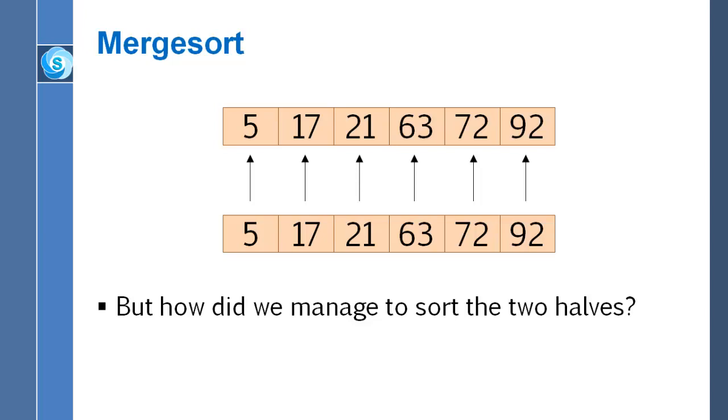The answer is we attack those problems recursively. Okay? The way we get the first half sorted is exactly the same way as we've just discussed getting the entire array sorted. We take the first half, we chop it into 2 parts, sort each part, and then merge them together.